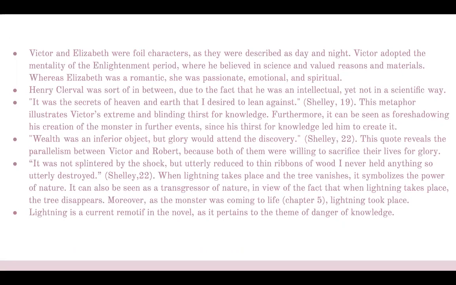So these two views I just mentioned juxtapose each other, in view of the fact that when lightning takes place, the tree disappears. Moreover, as the monster was coming to life, lightning took place. So now we know that lightning is a recurrent motif in the novel as it pertains to the theme of the danger of knowledge.